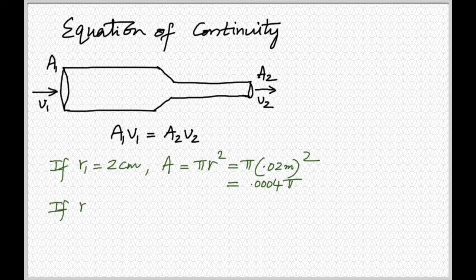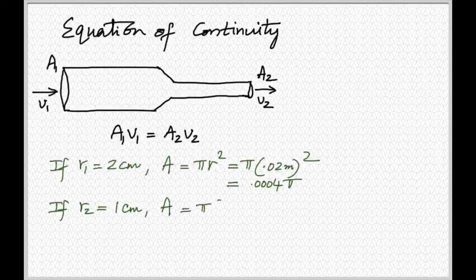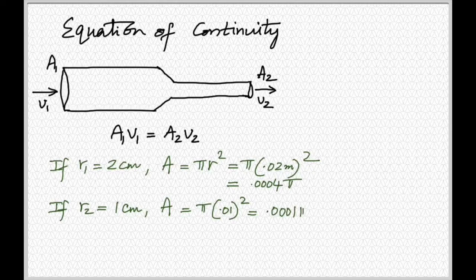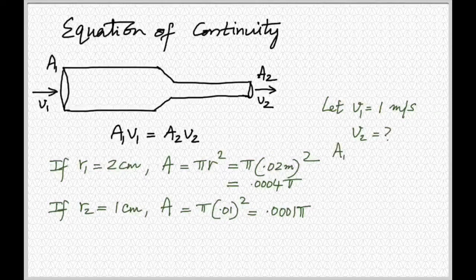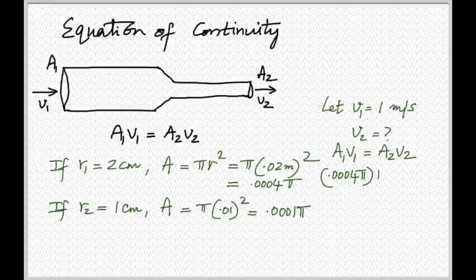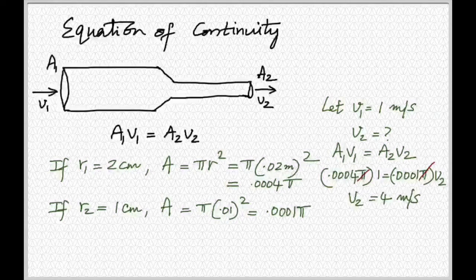And then if at the other point, the narrow region, the radius is 1 centimeter, likewise you can calculate the area. Once we have the two areas, just plug them into this equation and you will be given the velocity at one point. Let the velocity here be 1 meter per second, and we are asked to find the velocity v2. On simplification, you get v2 as 4 meter per second.